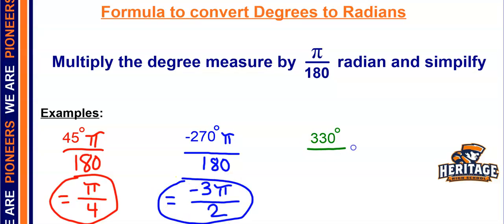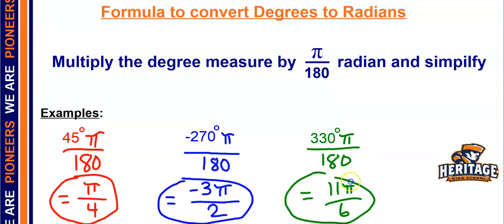As for the last one, just like all the other problems, we take the number, multiply it with pi, put it over 180, and we ask ourselves, what is each number reducible by? It is 30 in this situation, so we're left with 11 pi over 6. And that's our answer. That's all there is to it.